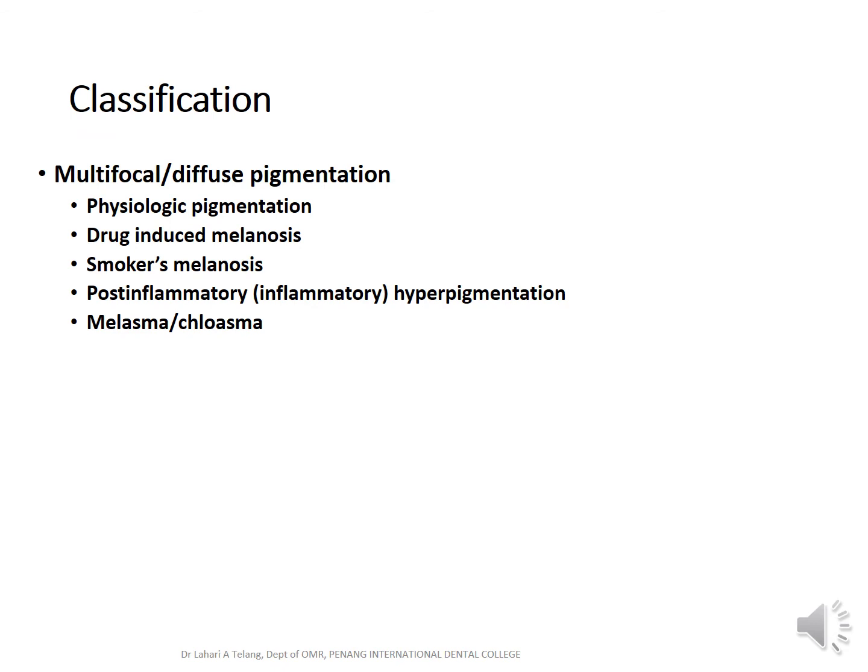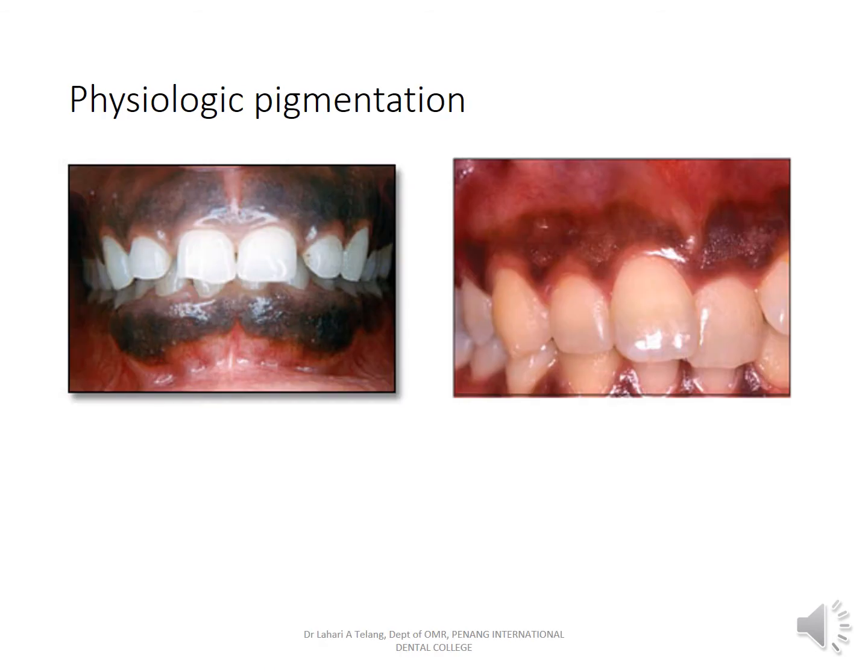Moving on, let's look at some multifocal diffuse pigmentation. What we saw previously were focal pigmentations, that means restricted to one particular area. Multifocal means it can be more diffuse, and multiple areas can be pigmented. These could be physiologic, drug induced, smoker's melanosis, post-inflammatory hyperpigmentation, or melasma or chloasma. Let us look at what these are.